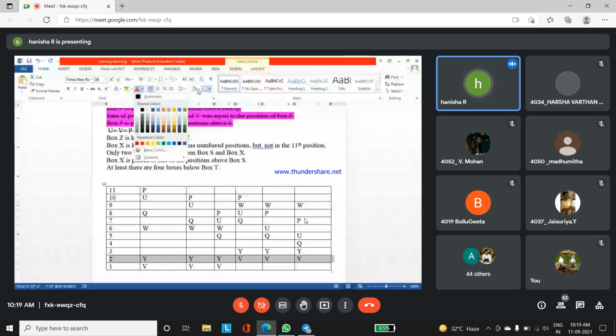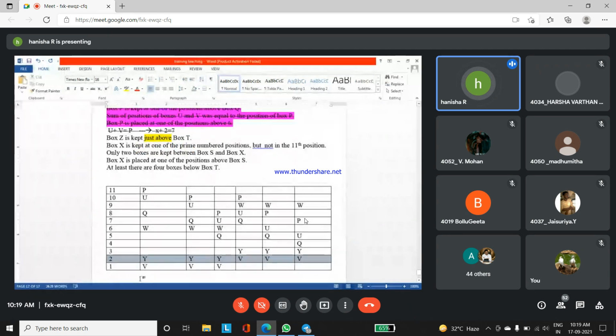See, whole 2 is filled with Y, V and V. So obviously 2 is eliminated right away. Okay, you won't have X at this position. Remaining you have 3, 5 and 7. Okay, so in this position I can have X over here, over here or over here.